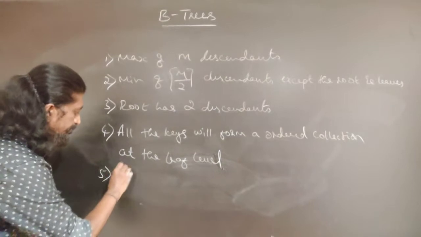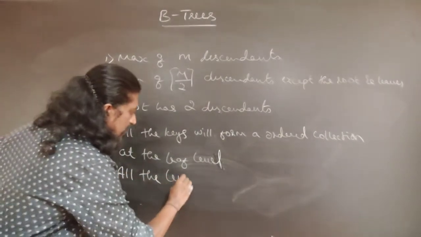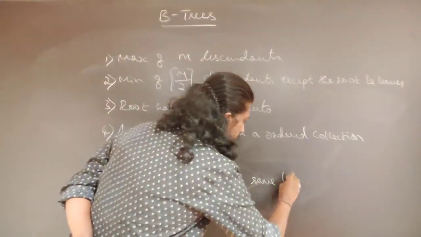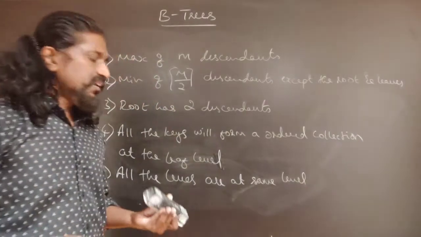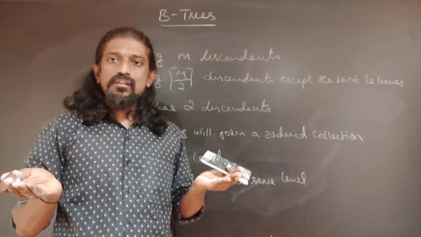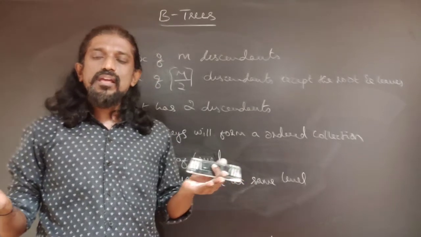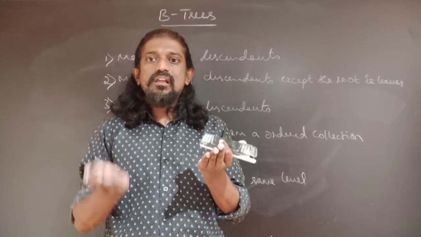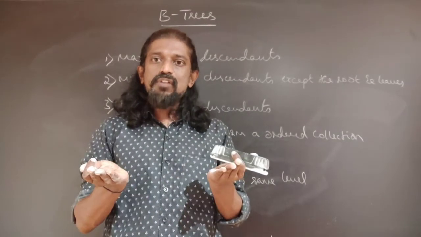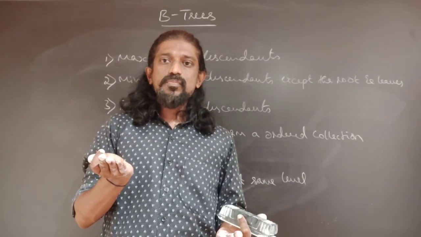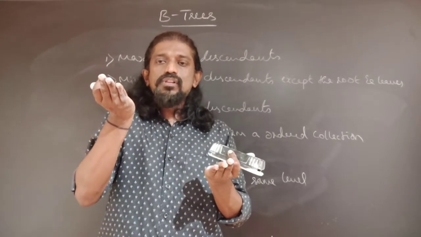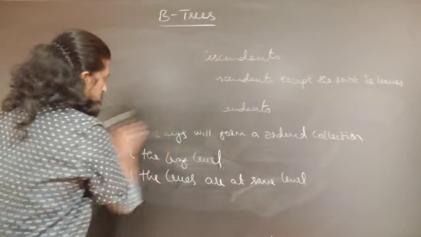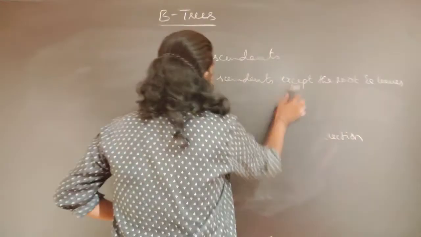And another property: all the leaves of the B tree are at the same level. A B tree is a completely height-balanced tree, wherein all the leaves will be at the same level. Unlike an AVL tree, where the left subtree and the right subtree can be out of order by at most one level. That means the left and right subtree can be at the same level, or the left subtree can be one level below the right subtree, or the right subtree can be one level above the left subtree. That is not the case in a B tree. In a B tree, all the nodes are at the same level.